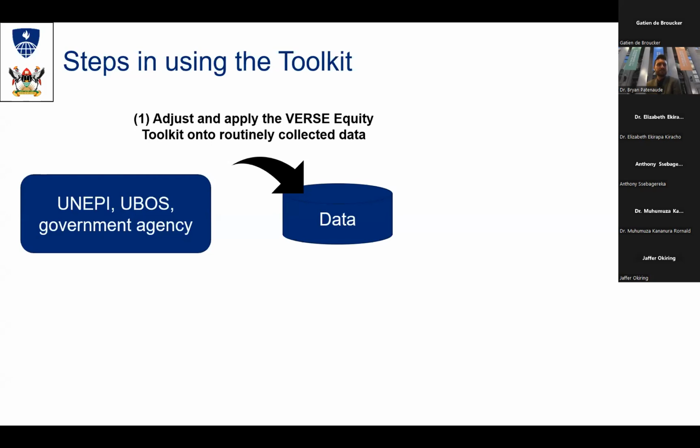But if you're an agency, for example, the Bureau of Statistics or the EPI program or some government agency, and you want to do this, you can format your data and apply the VERSE Equity Toolkit to your own data. So as I said at the very beginning, this requires data. What kind of data? Ideally individual level data or low level data that has information on the different factors that we talked about. So you want an outcome and you want to know who has it and who doesn't have it. And then you also want to know some key features of those individuals.